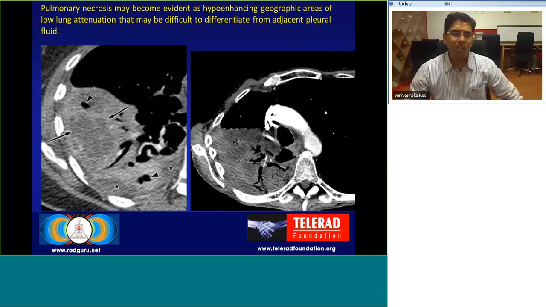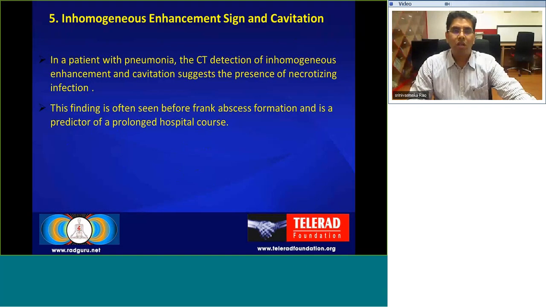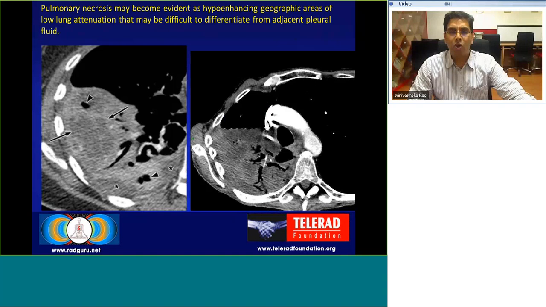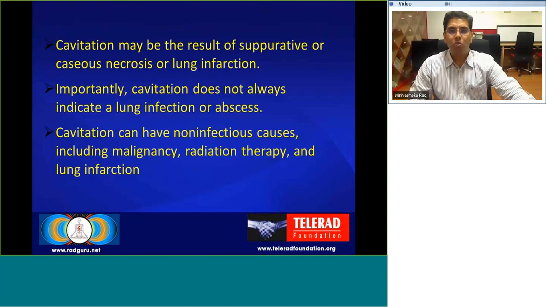What happens in this case is the bacteria causes pulmonary necrosis, and this will result in this kind of appearance: inhomogeneous enhancement, leading on to cavitation. This may be a result of suppurative or caseous necrosis, or lung infarction can also give rise to this. Importantly, cavitation does not always indicate a lung infection or abscess.